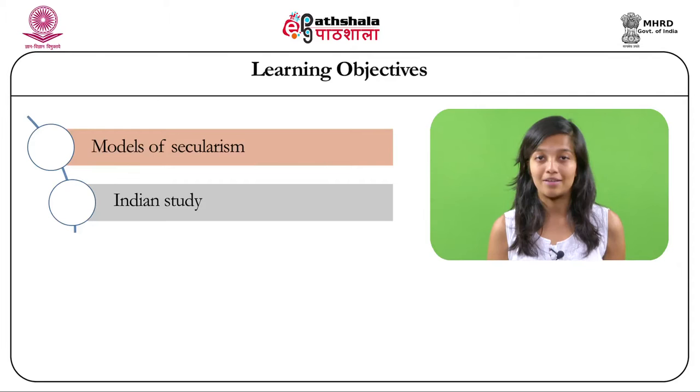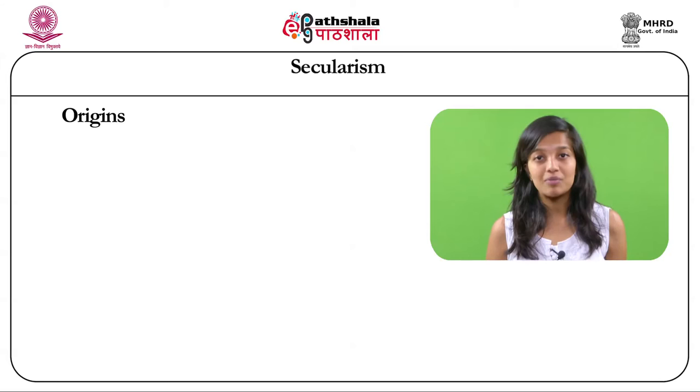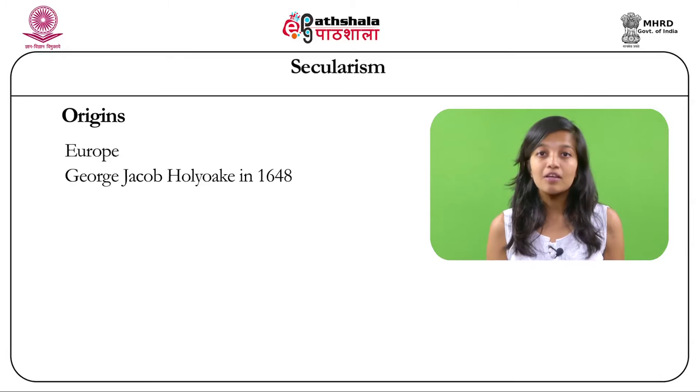Just to begin, the idea of secularism as the separation between the church and the state began as a concept in Europe. It can be attributed to George Jacob Holyoake in circa 1648. The notion of secularism evolved from two concepts. The first was the ideas that accompanied the French Revolution. And secondly is the rise of utilitarian thought.